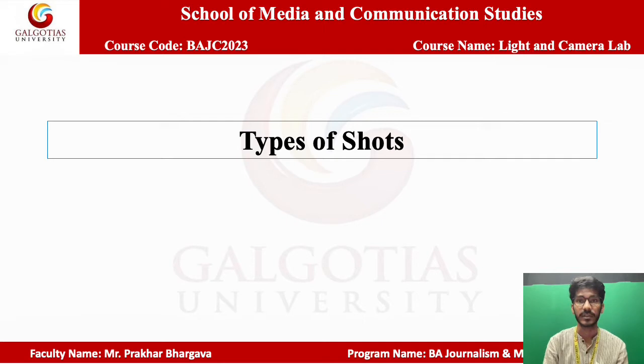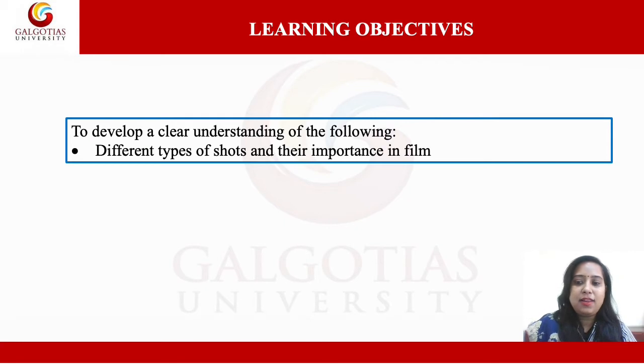Today in this session we are going to discuss different types of shots and how they are used in filmmaking and various filmmaking processes. So let's begin the session. What will be the learning objective of this course? That the student will be able to develop a clear understanding of the following different types of shots and their importance in the film.